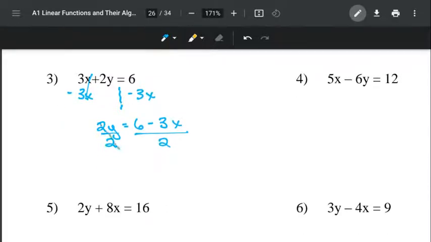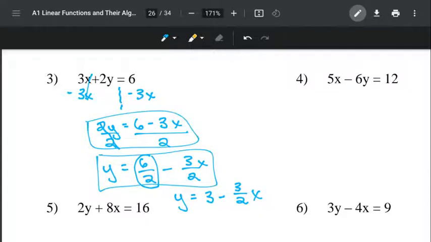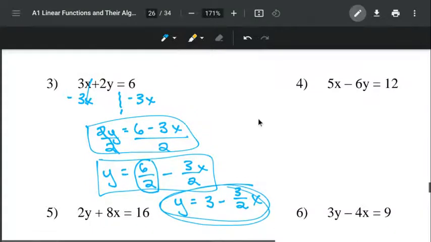So we've been leaving it like this in our 5-minute quizzes, but really it's this: 6 over 2 minus 3x over 2. I can simplify that. That's a 3. So you end up with y equals 3 minus 3 over 2x. Going this way is totally fine, but for your homework, you're going to need to be able to simplify that.